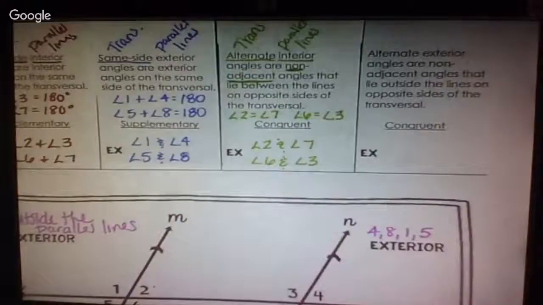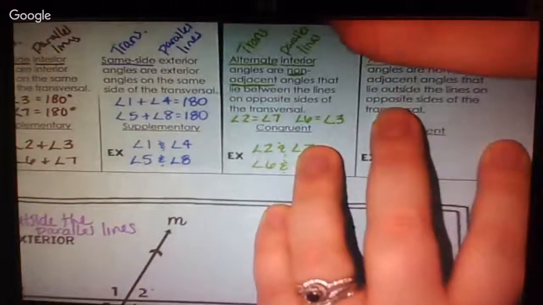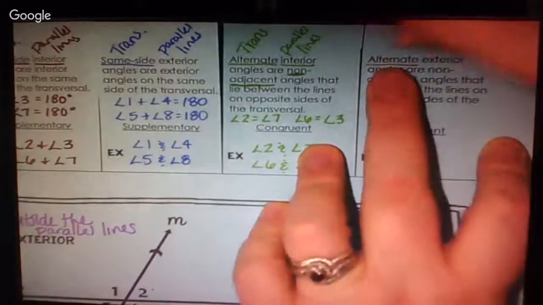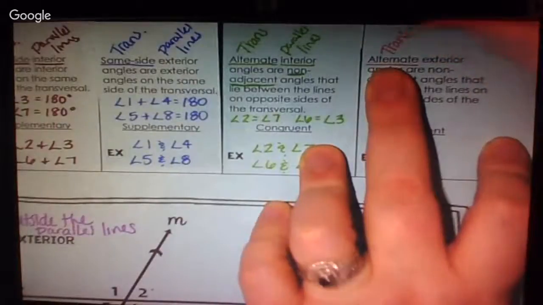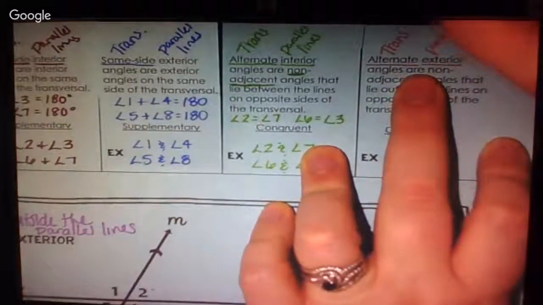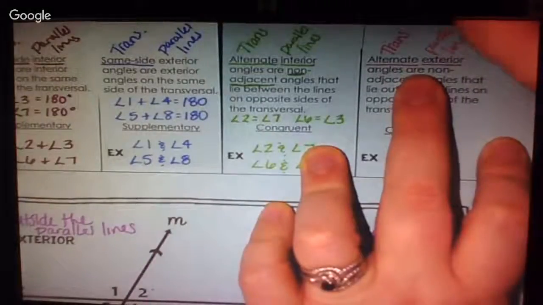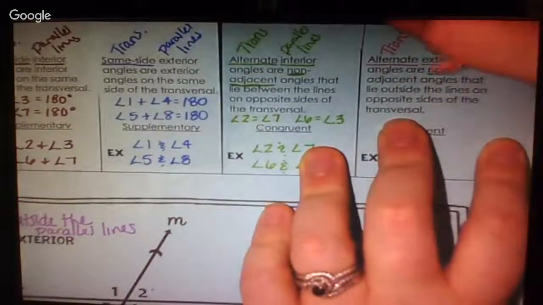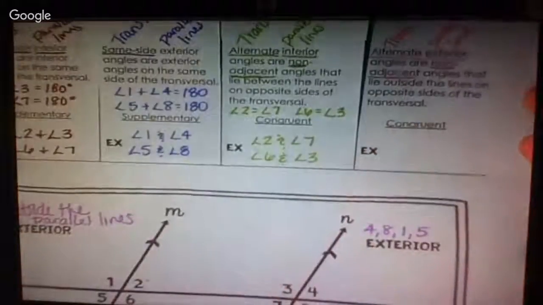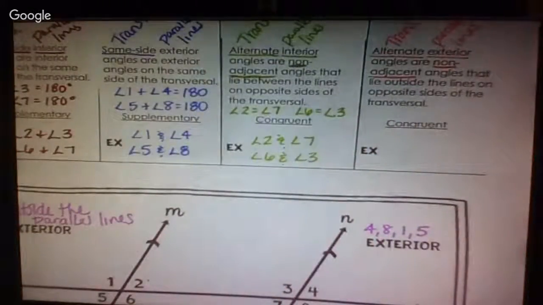Alternate exterior angles. So again, alternate, they have to be one on top, one on the bottom of my transversal. Exterior, so now they're outside of my parallel lines. And again, these have to be non-adjacent, so they cannot be side by side. 1 and 8, 5 and 4.